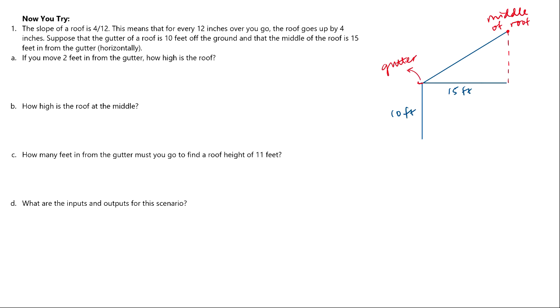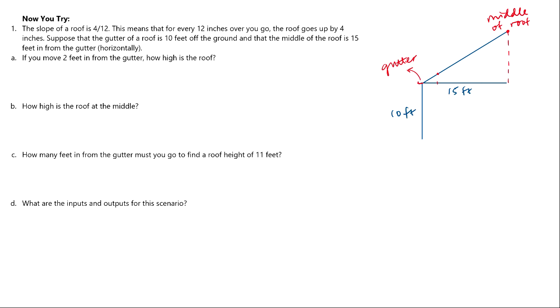So I create a graph and we know the gutter is 10 feet above the ground, and we have the middle of the roof over here, which would be essentially the top of the roof in the middle. That's what we're assuming. And the first question we're asking is, if you move 2 feet from the gutter, how high is the roof over here? So essentially we're saying if you were somewhere at this point, what is the height of this roof over here? And when you calculate the height of the roof, don't forget that the gutter is 10 feet above the ground already, so that'll need to be taken into consideration eventually.